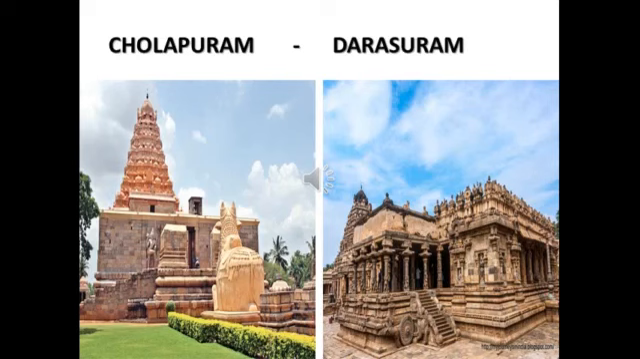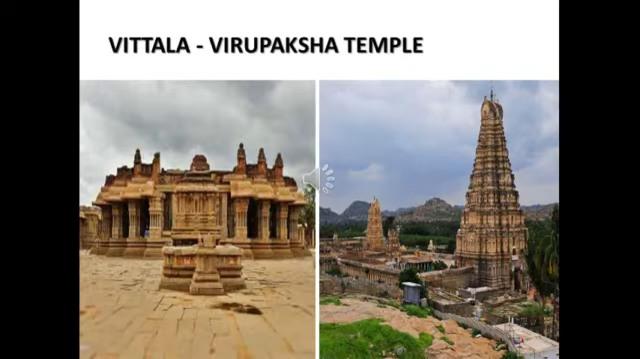Okay, wow. Then the Vittala and Virupaksha temples. The first picture was the Vittala temple, and the second picture was the Virupaksha temple. Yeah, it was at Hampi. It speaks about the contribution of the Vijayanagar rulers in the 15th century. These monuments speak about the pride of the Vijayanagara Empire, which was very powerful in the 15th century.